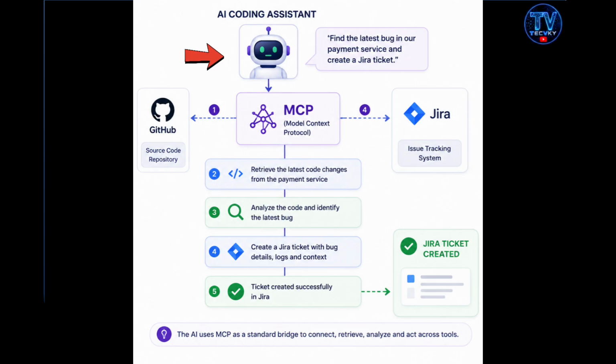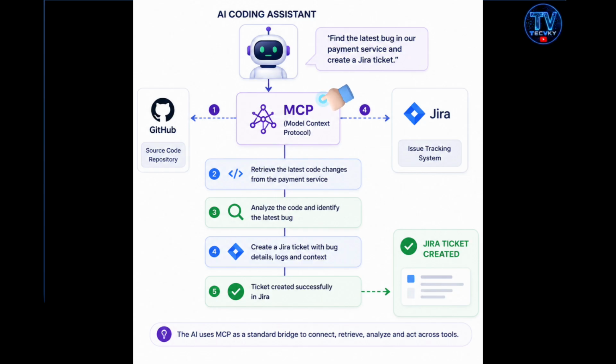Imagine you are asking an AI coding assistant, find the latest bug in our payment service and create a Jira ticket. Okay. So the AI would use MCP to connect to GitHub, retrieve the latest code changes, analyze the issue, connect to Jira, and automatically create the ticket. The AI is not directly hard-coded to GitHub or Jira. It simply talks through the MCP standard.